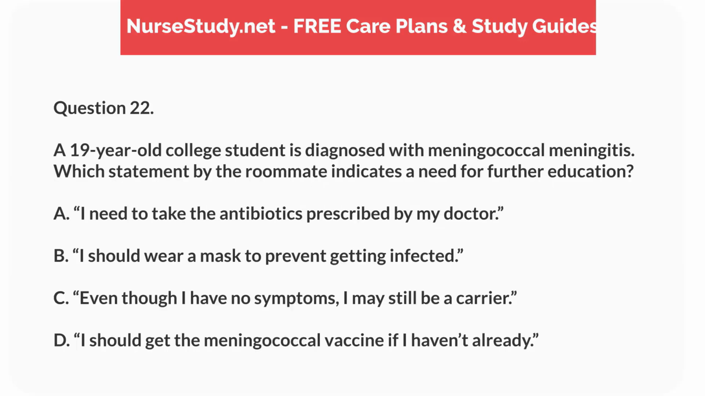Question 22. A 19-year-old college student is diagnosed with meningococcal meningitis. Which statement by the roommate indicates a need for further education? A. I need to take the antibiotics prescribed by my doctor. B. I should wear a mask to prevent getting infected. C. Even though I have no symptoms, I may still be a carrier. D. I should get the meningococcal vaccine if I haven't already.